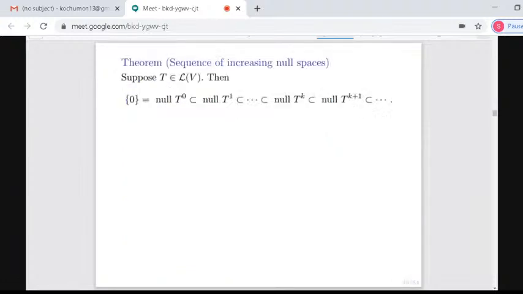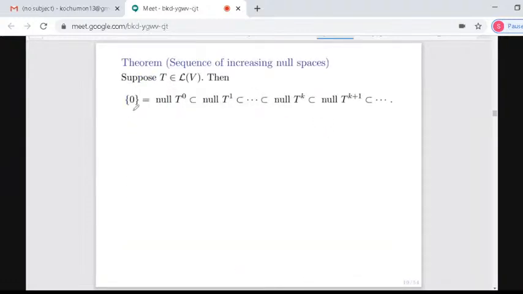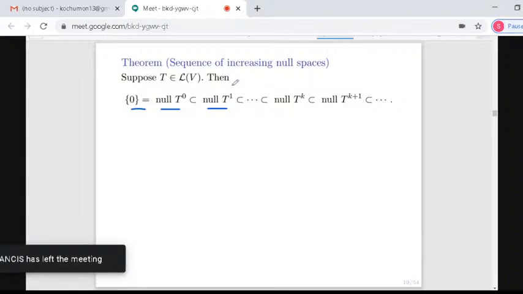Okay, so for that I need a few lemmas. Two lemmas I need. This is an easy thing to notice. T to the power 0 you consider as the identity operator. By definition T to the power 0 is the identity, and the singleton 0 is the null space of that. Now you apply T. The null space is anyway a subspace. It will always be bigger than or equal to the 0 space. Now you apply T again. If you apply T again, the null space will not become smaller.